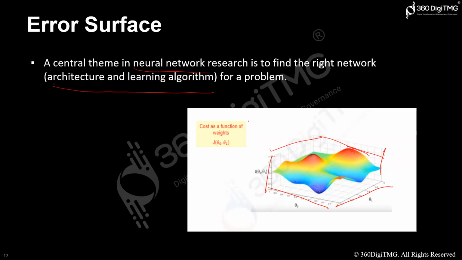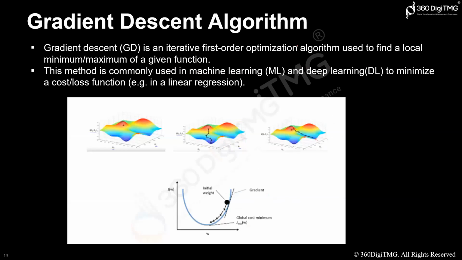So this is about the error function. And then we have the gradient descent algorithm. What is gradient descent? Descent is something that is reducing. So gradient descent is an iterative first order optimization algorithm. Iterative means repeating again and again. It is a first order optimization algorithm which is used to find the local minimum and maximum of a given function.